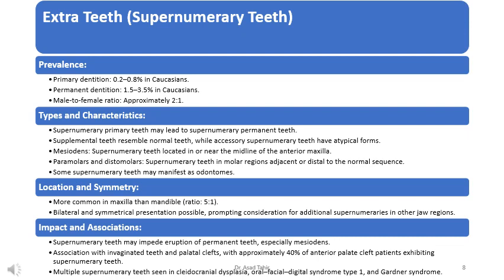Impact and associations: supernumerary teeth may impede eruption of permanent teeth, especially mesiodens. Association with invaginated teeth and palatal clefts, with approximately 40% of anterior palate cleft patients exhibiting supernumerary teeth. Multiple supernumerary teeth seen in cleidocranial dysplasia, oral, facial, digital syndrome type 1, and Gardner syndrome.